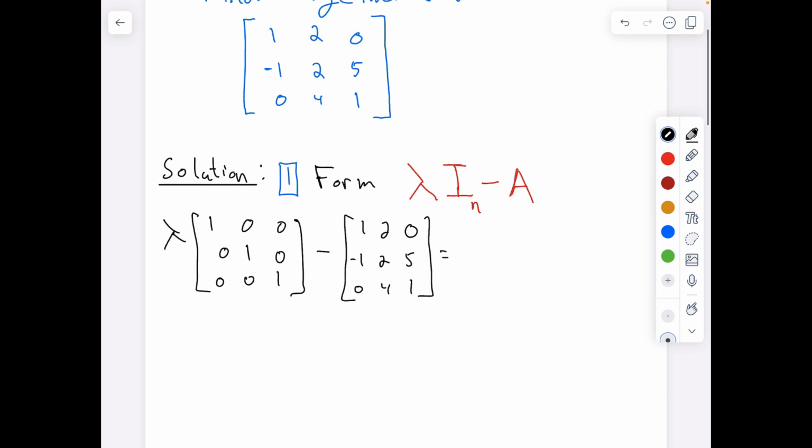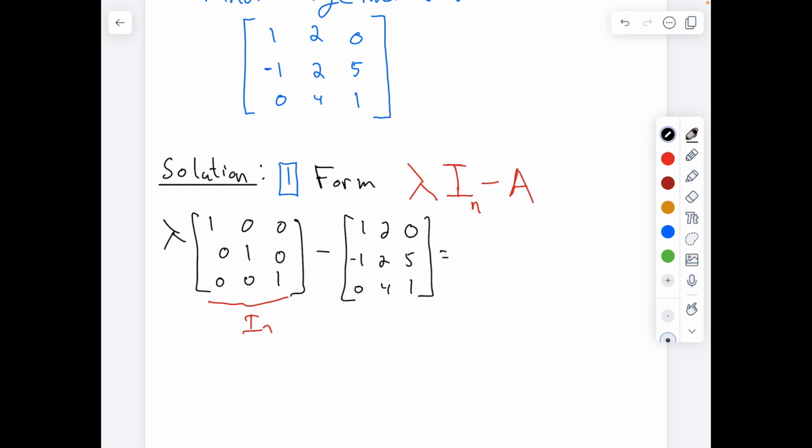So the first thing you're going to form is this matrix, which is lambda I sub n minus A. Lambda is just a number, or in this case actually a variable, that we use to find eigenvalues. It's the Greek letter lambda, and I sub n is the identity matrix. This identity matrix is the same size as A, so it's 3 by 3. So this is I sub n, and then that's lambda minus A.